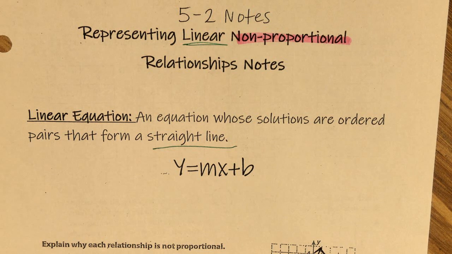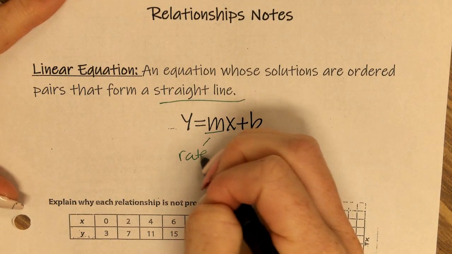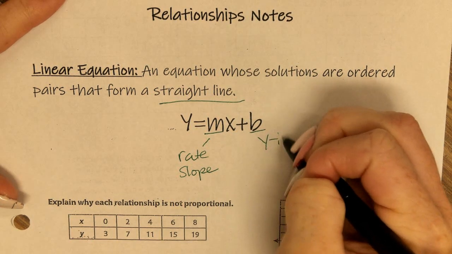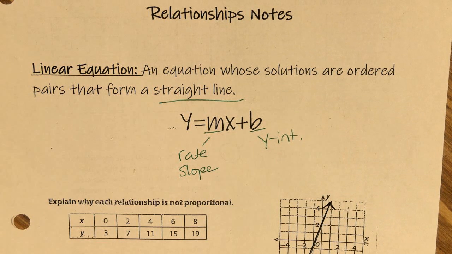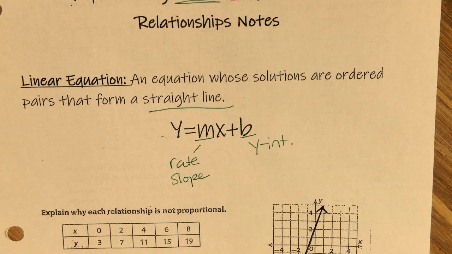A linear equation is an equation whose solutions are ordered pairs that form a straight line. So, linear non-proportional relationships will have y = mx + b, because proportional does not have a plus b. What is the m? The rate, also known as slope. What is the b? The y-intercept, also known as the starting amount. In a linear non-proportional relationship, the y-intercept cannot be 0, because that would mean it is proportional. So it passes through the y-axis somewhere besides 0.